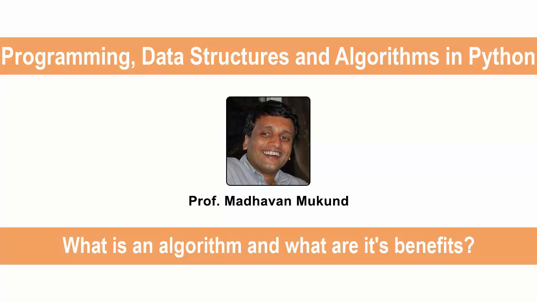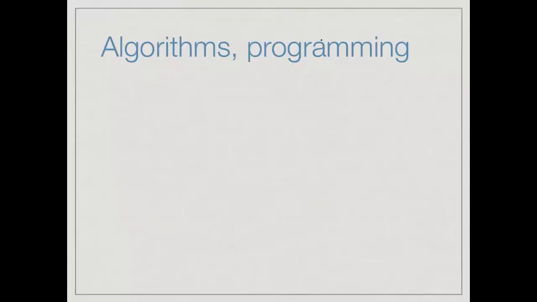Welcome to the first lecture on the course on programming data structures and algorithms in Python. Let's start with the basic definition of what we mean by an algorithm and what programming is. As most of you probably know, an algorithm is a description of how to systematically perform some task.